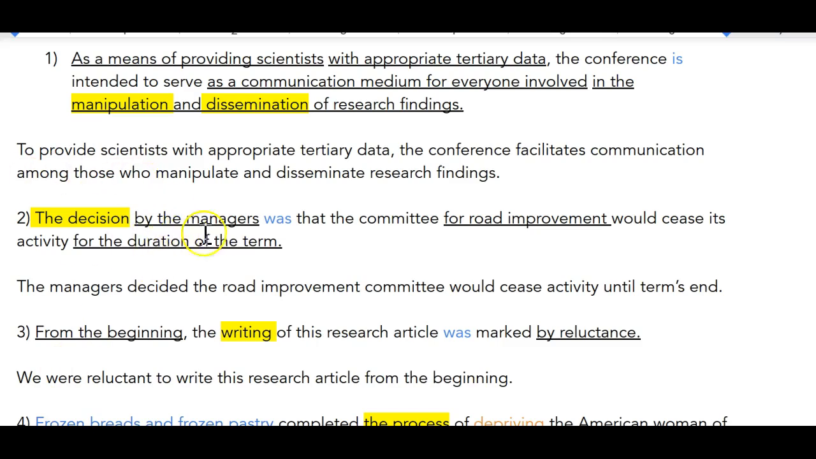I also thought number 2 is a good one to kind of get started. It's a more simple one. You might even just end it here. The decision by the managers was that the Committee for Road Improvement would cease its activities, and just make the case that managers as the agent, decide is the action. So this is a good example of nominalization. And then we have some additional stuff that we can do once we get the managers decided.